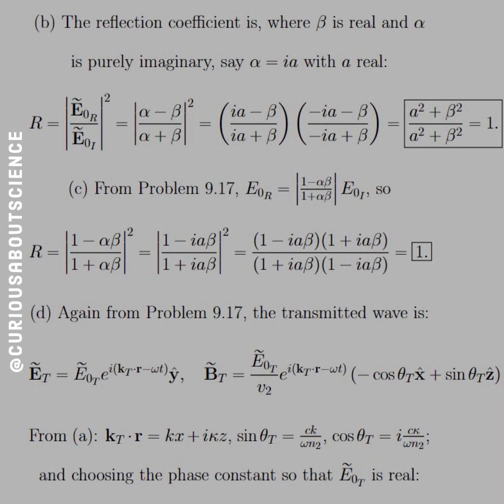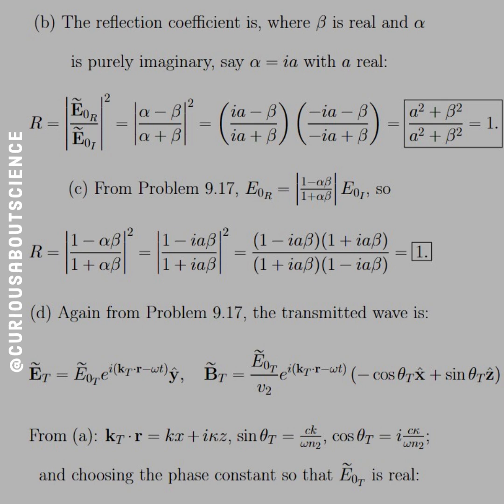Further, from problem 9.17, we saw that E naught R is equal to the modulus of (1 minus alpha beta) over (1 plus alpha beta), times E naught I. So with the reflection coefficient, then we square this, which is just the amplitudes, or excuse me, the alpha, which is iA, times the complex conjugate, and you see we get two factors here, which again, 1 minus i, 1 plus i in the numerator, 1 plus i, 1 minus i. They cross cancel and we're good. Simplifies to 1, again as expected.